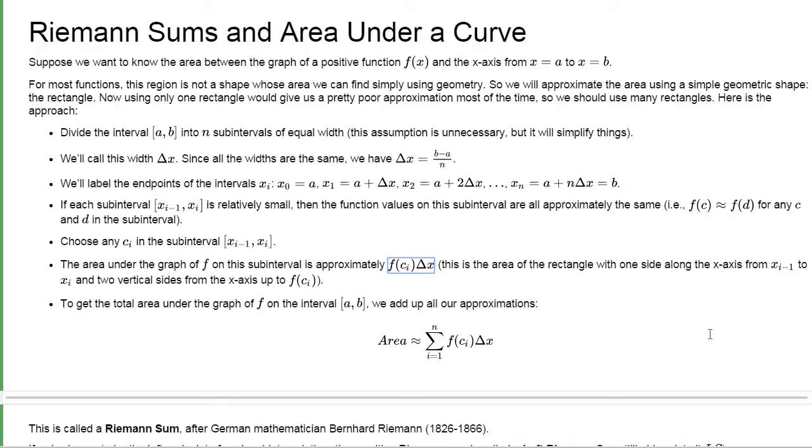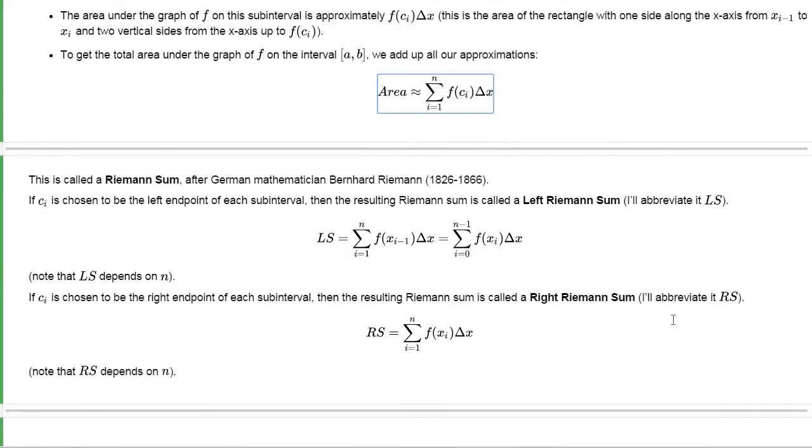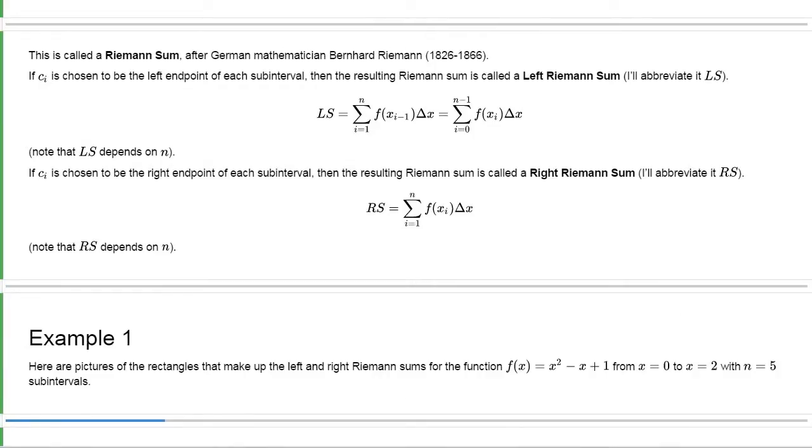If the interval is small enough and all the function values are about the same, then this rectangle fills in most of the area under the curve, and it's about right. We'll see some pictures below. So we'll do that on each subinterval, and we'll just add them all up. The area in total from x equals a to x equals b is approximately the sum of the areas of each of these rectangles for the n subintervals. This whole process is called a Riemann sum, after the German mathematician who lived back in the 1800s.